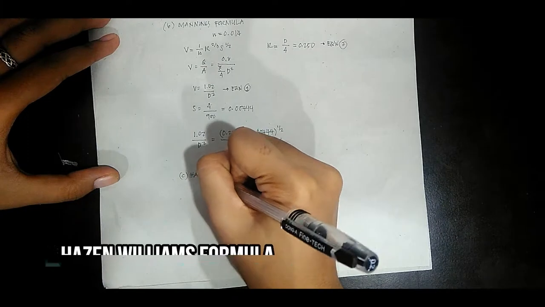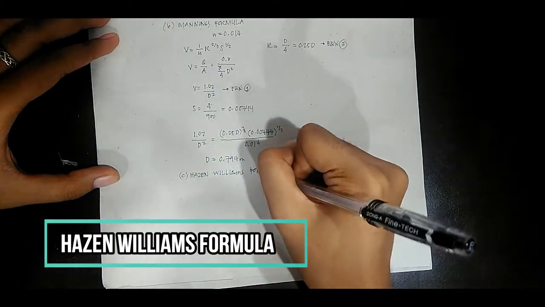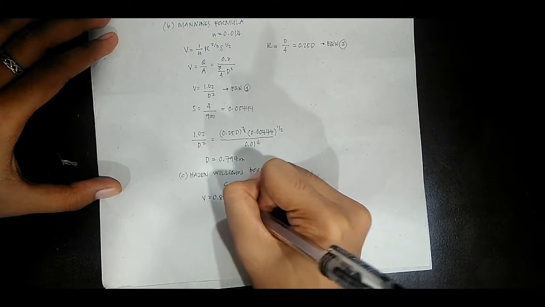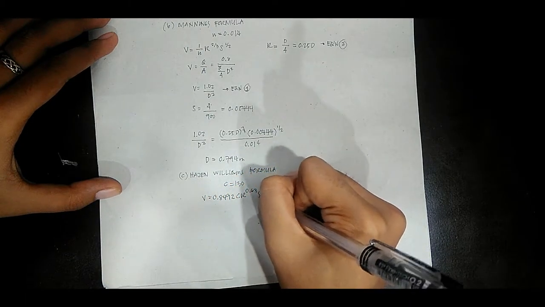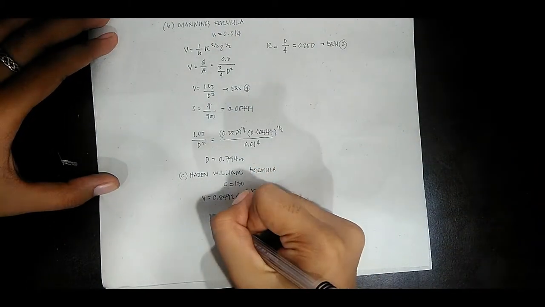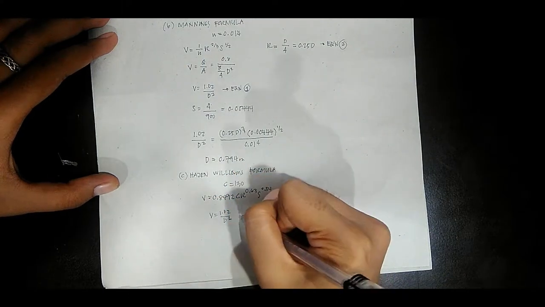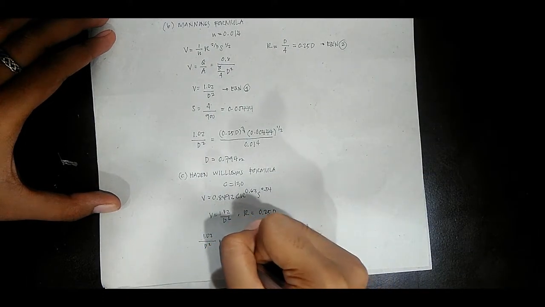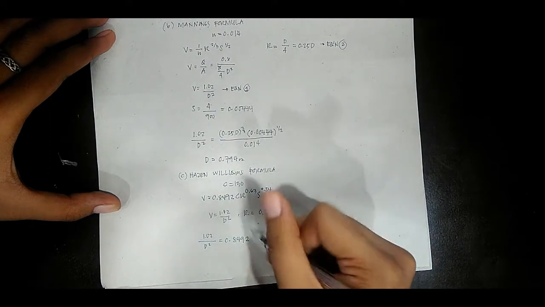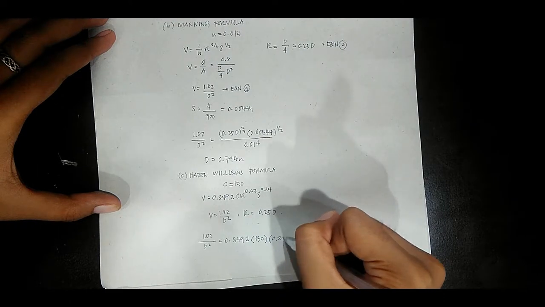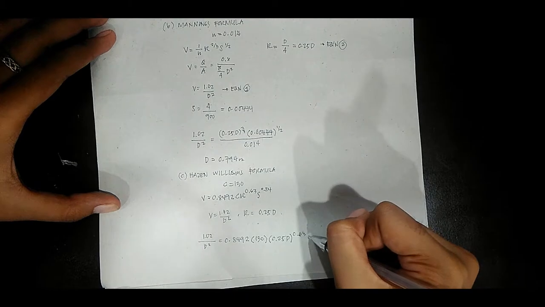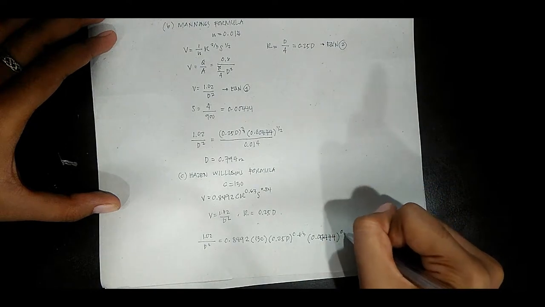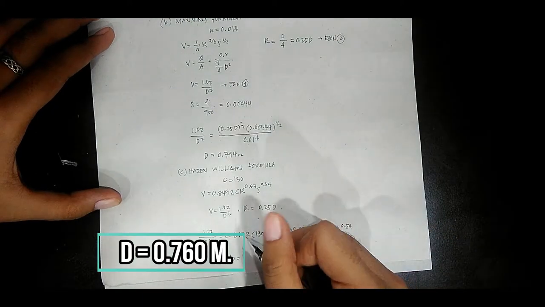The last is the Hazen-Williams formula with C equal to 130. V is equal to 0.8492 C times R to the power of 0.63 times S to the power of 0.54. We will be using again the value of V and R from the previous solution. Substituting to the formula, we will arrive at the answer of D is equal to 0.760 meters.